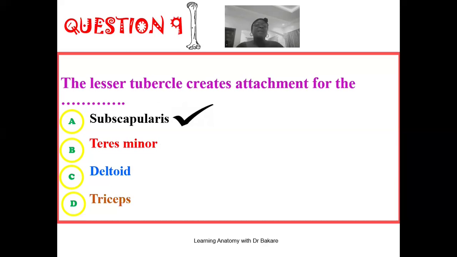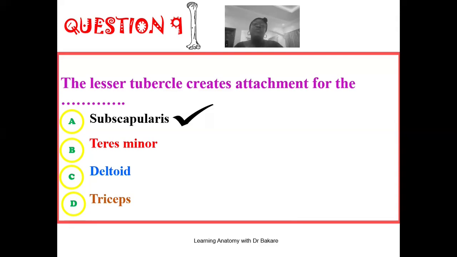The subscapularis is one of the rotator cuff muscles, and this muscle is seen to be inserted or connected to the lesser tubercle of the humerus. The greater tubercle of the humerus is seen to create the attachment site for the infraspinatus, the supraspinatus, and also the teres minor. These three muscles and also the subscapularis form the rotator cuff muscle.